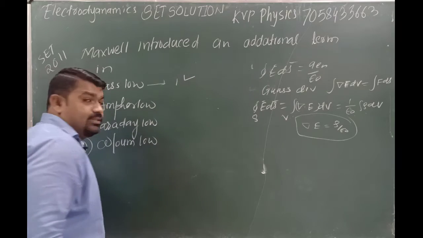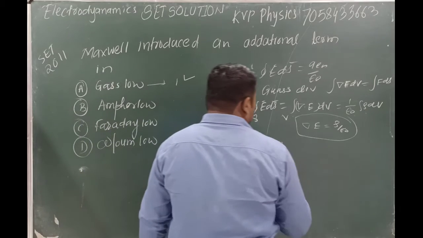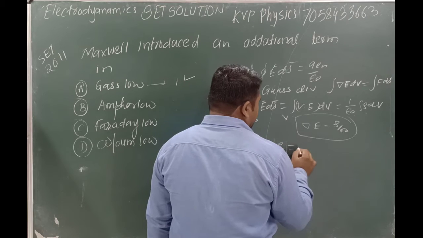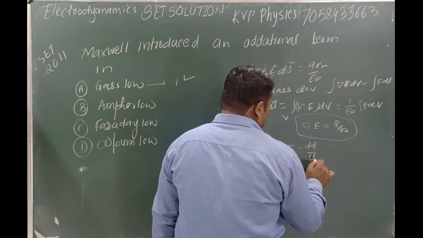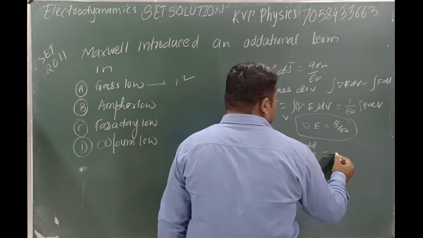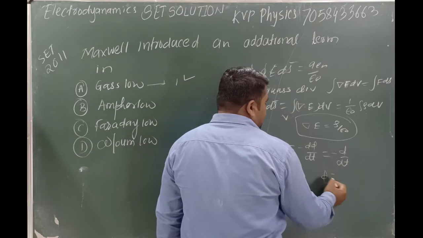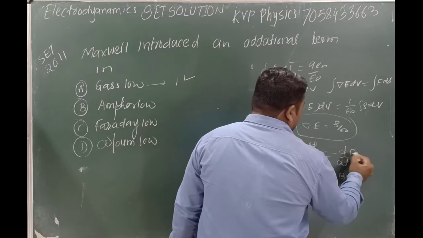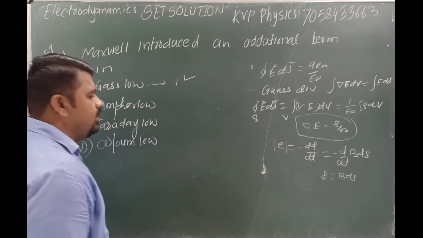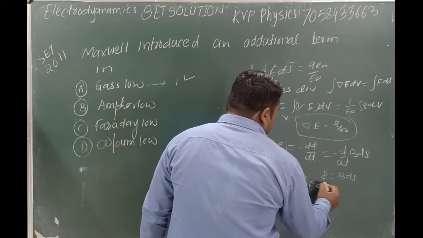Second one, Faraday's law. We know that the EMF, E, is equal to minus d phi by dt. Yes or no? We know that phi can be written as integral B dot ds, the number of flux. So E is equal to minus d by dt of integral B dot ds.